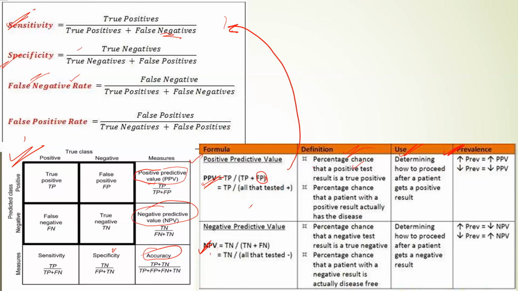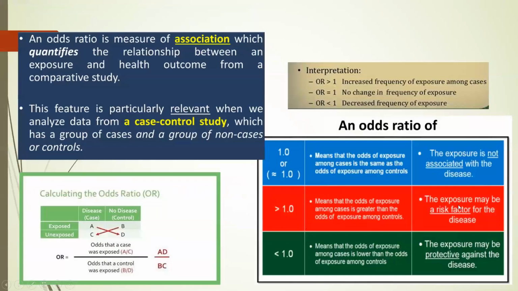Now, what is the definition of positive predictive value? Positive predictive value is the percentage chance that a positive test is a true positive. In other words, it is the percentage chance that a patient with a positive result will actually have the disease.